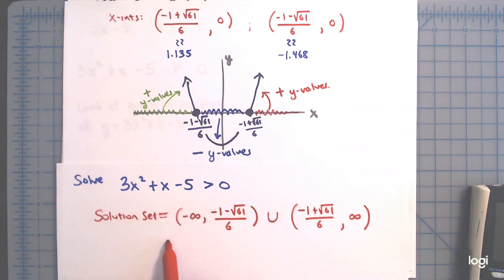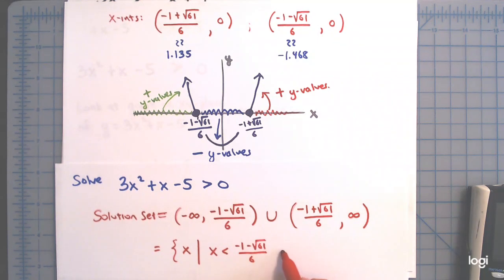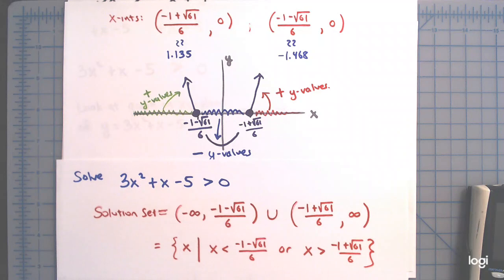We could also do this in set builder notation. It's all the values of x as long as x is less than -1 minus the square root of 61 divided by 6, or the union, x is greater than negative 1 plus the square root of 61 all over 6. Just writing the inequalities that are equivalent to these interval notations.